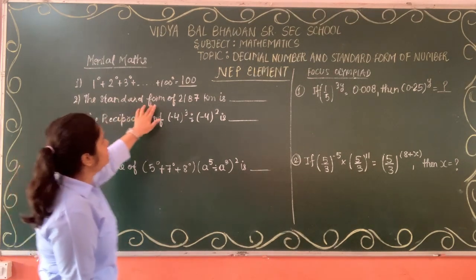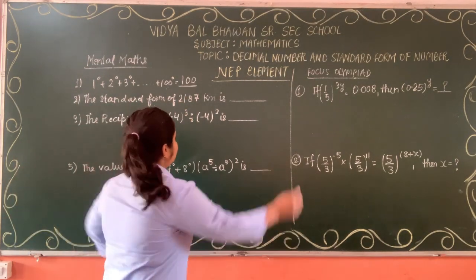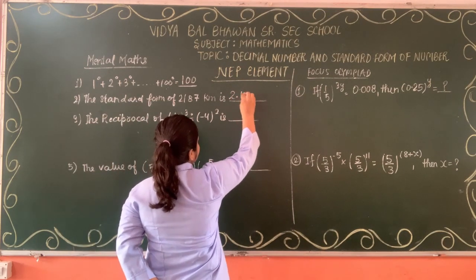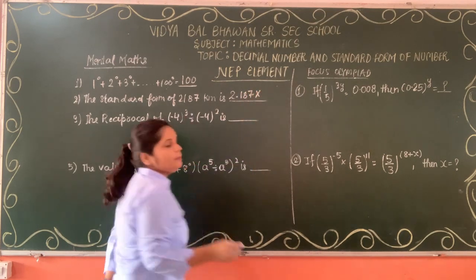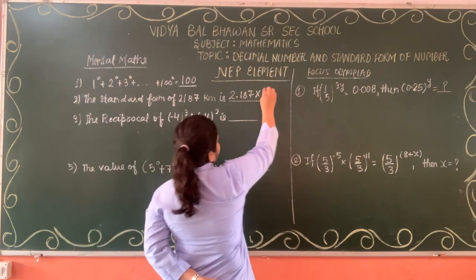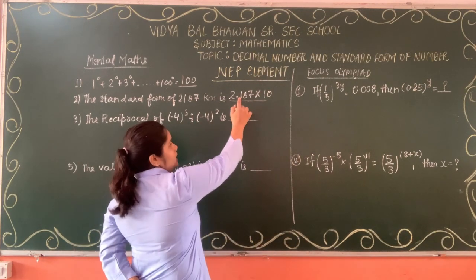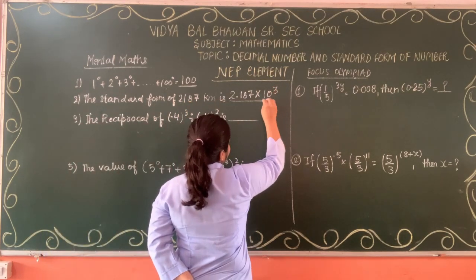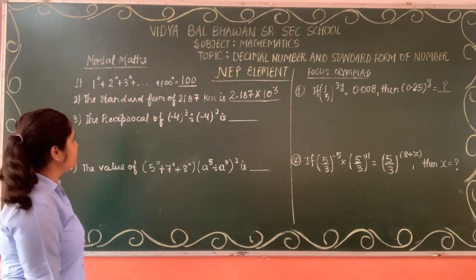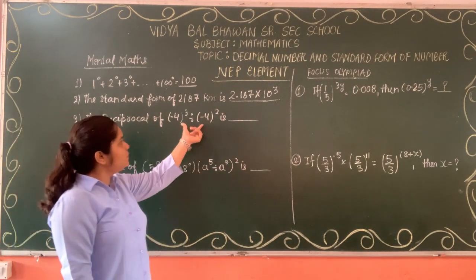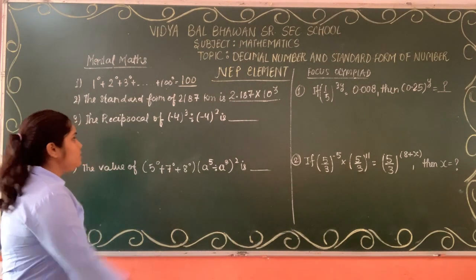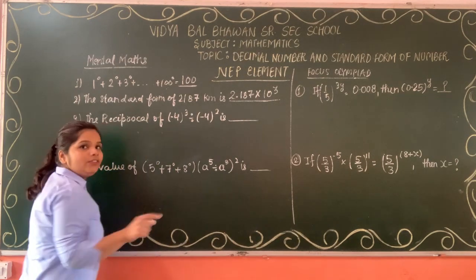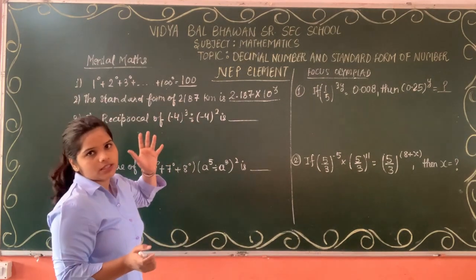After that, standard form of 2187. Place the decimal after the first digit, that is 2.187. Then multiply it with the power of 10, and the power of 10 will be the digits after the decimal: 1, 2, 3. There are 3 digits, so it will be 10 raised to the power 3. After that, do the reciprocal of this particular calculation. You can see here you need to solve this arrangement first. After that, do the reciprocal of the answer of this simplification.